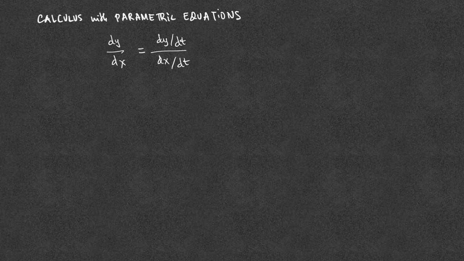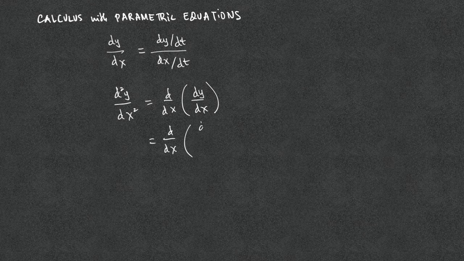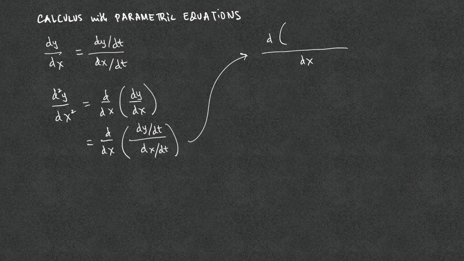The second derivative is d squared y over dx squared. But this is the derivative of dy/dx with respect to x. But dy/dx is now dy/dt over dx/dt. This is the same as the derivative of y prime of t over x prime of t with respect to x. But we can't take the derivative of this directly because the variable of differentiation of y prime and x prime is t.